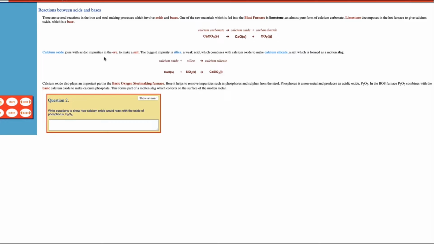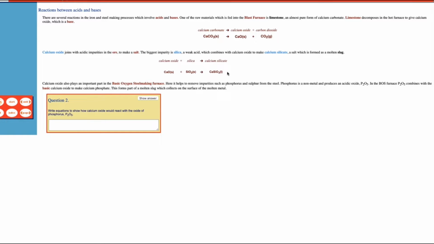Calcium oxide joins with acidic impurities in the ore. So you see that tells us clearly the function of calcium oxide is to neutralize the acidic impurities in the ore to make a salt. Calcium oxide plus silica becomes calcium silicate. The biggest impurity is silica, a weak acid, which combines with calcium oxide to make calcium silicate, a salt, which is formed as a molten slag.